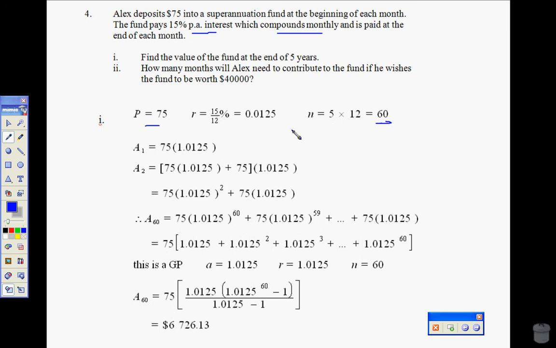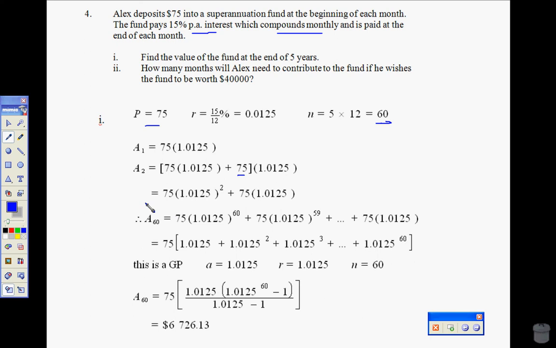So at the end of the first month, he's had $75, and it's been invested at 1.0125. So there's our 15% per annum divided by 12, added to 1, to the power of 1. So that's the amount at the end of the first month. He puts another 75 in at the start of the second month, and at the end of the second month he's had interest applied again, so he expanded out.